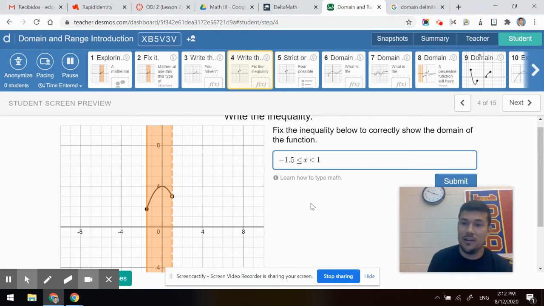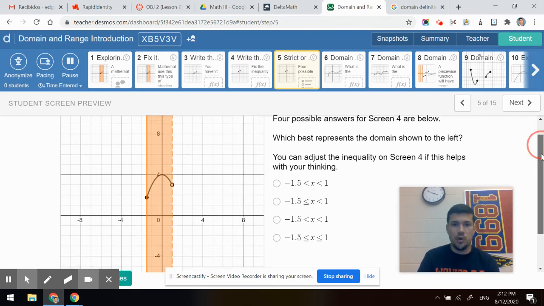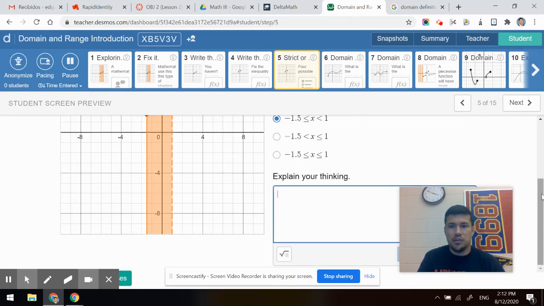To give away something that you should have learned from this: dots should line up with solid lines, open circles with dotted lines, closed circles with solid lines. Okay, and if we continue, it says, okay, choose which one of these is correct, and they basically all look the same. It's all saying it goes from -1.5 to 1, but again, you want to pay attention to those inequality symbols. We need to have an equal symbol for -1.5 and not an equal symbol for 1. So your second choice right there.